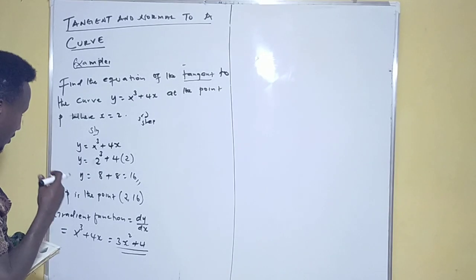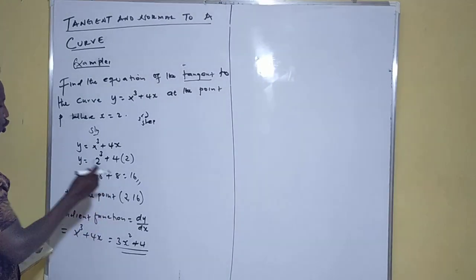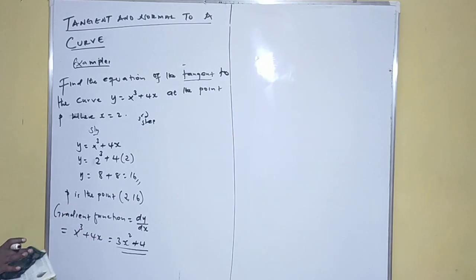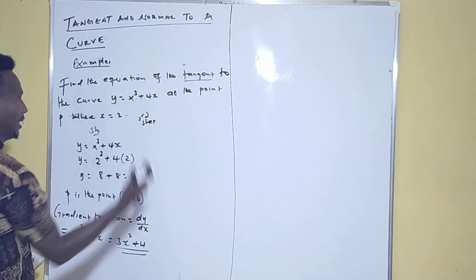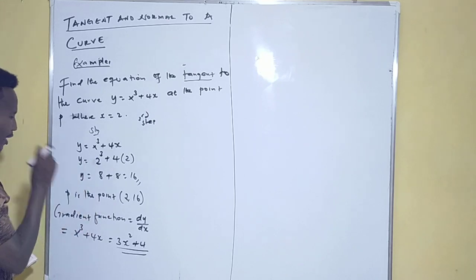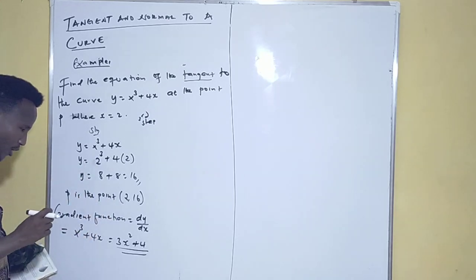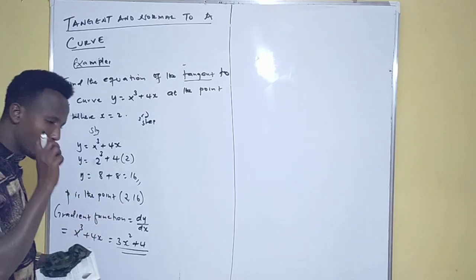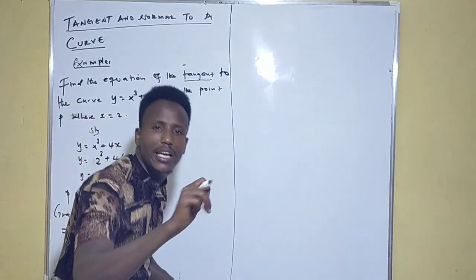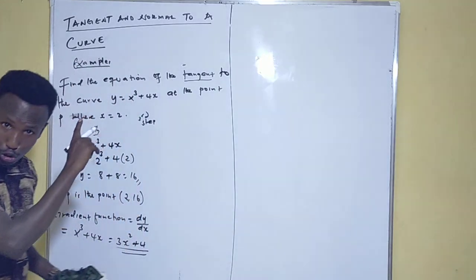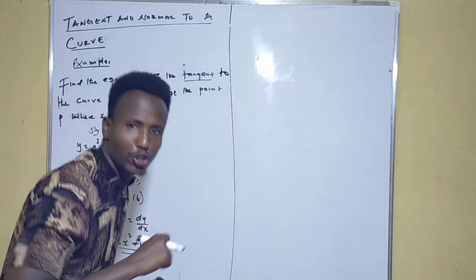Then the third step is that you are going to get the gradient of the tangent. How are you going to get it? You are going to substitute the value of x in the gradient function, not in the equation above. In the gradient function you have gotten.